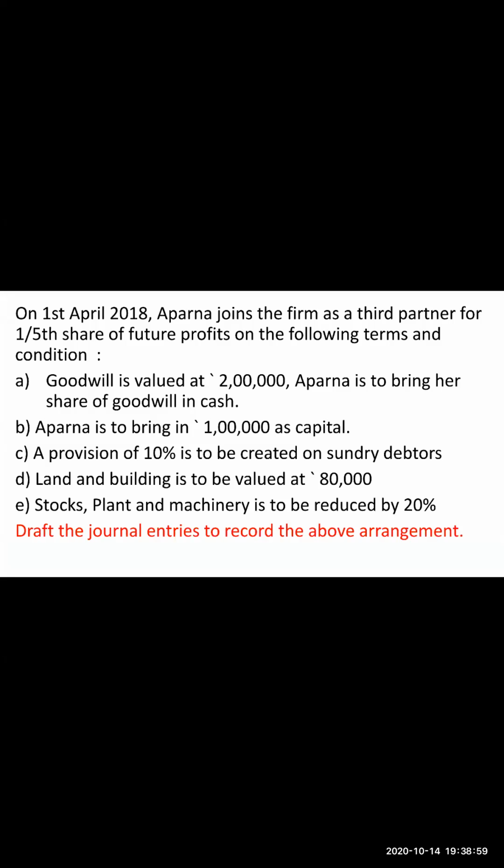Now the next is a provision of 10% is to be created on sundry debtors. What is said? A provision of 10% is to be created on sundry debtors. So this is your RDD. ठीक है, तो क्या बोला है? RDD create करने बोला है 10% on sundry debtors, right? तो पहले हम entry pass करेंगे, then we will find out the 10%.